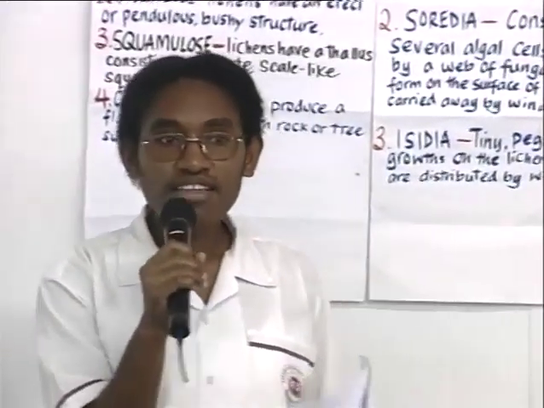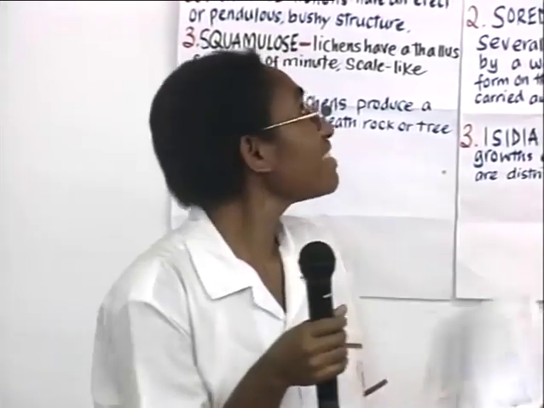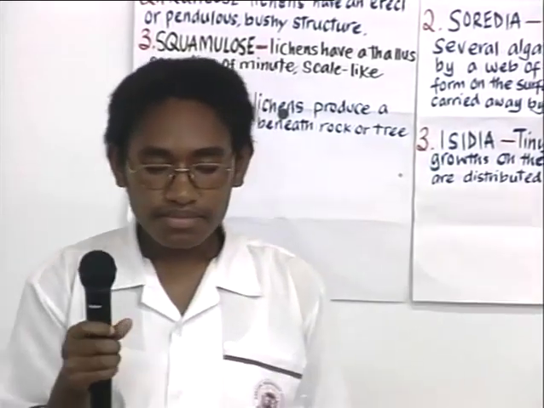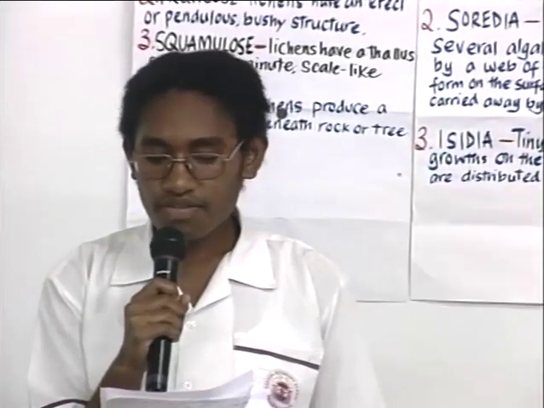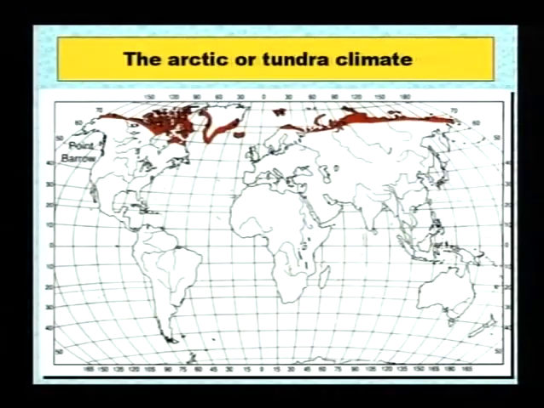Good morning, class. I'm sorry. Okay. My group's gonna do the Tundra vegetation, and I'll be doing the introduction. Tundra is one of the largest natural regions of the world. It extends across some of the most remote and inhospitable areas of the world. There's two types of tundra. One is the Alpine Tundra, and the other one is the Arctic Tundra.